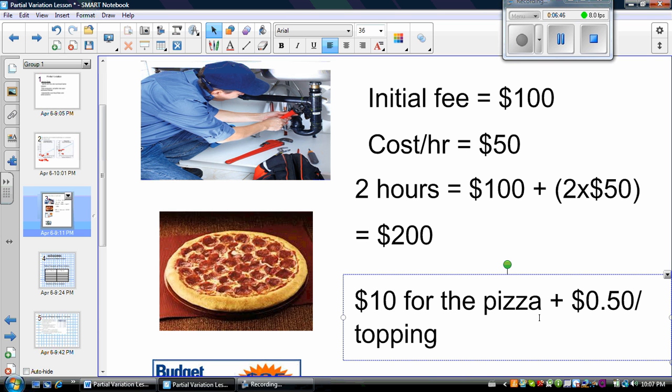If I wanted 4 toppings, that would be 50 cents for each topping. So 50 cents times 4, that would be $2. $2 plus 10, that equals $12. So a pizza with 4 toppings would cost me $12.